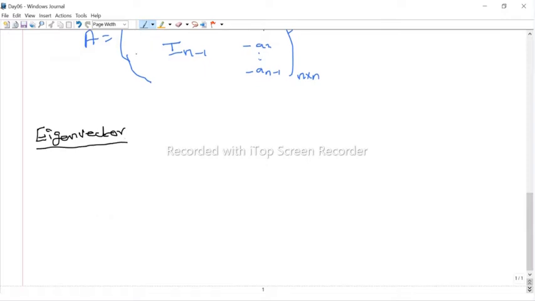Suppose A is a square matrix, an n by n matrix, and we can find an eigenvalue because the roots of the polynomial, the determinant of A minus xI, give the eigenvalues. Suppose A is given, so A is an n by n matrix, and suppose lambda is an eigenvalue of A.